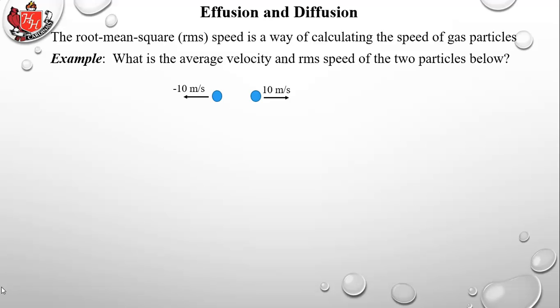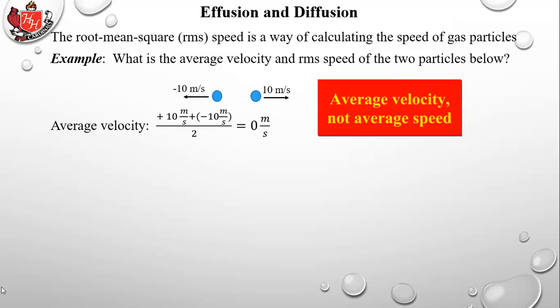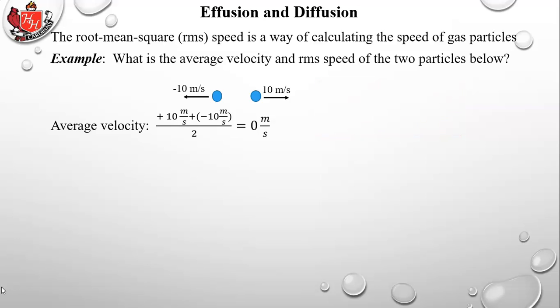Okay, so if we took the average velocity of these two particles, it would simply be adding them together. You take an average, you add two numbers together, and then divide by how many numbers you have. So 10 plus negative 10 divided by 2 gives us 0. So the average velocity of those two particles is 0 meters per second. Yet that doesn't seem right, because we say, well, wait a minute, they're both moving. How can the average speed be 0? And the answer is simply that they're moving in opposite directions. One is positive, one's negative. And so the average velocity is 0.